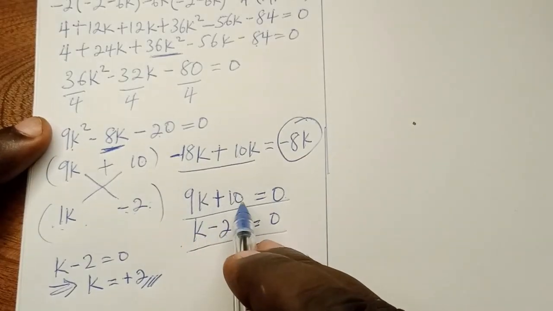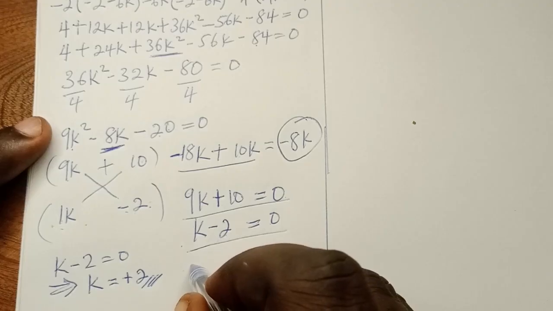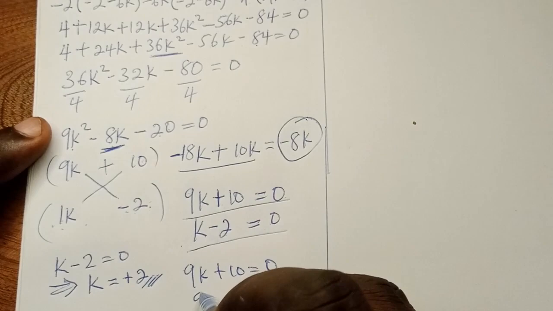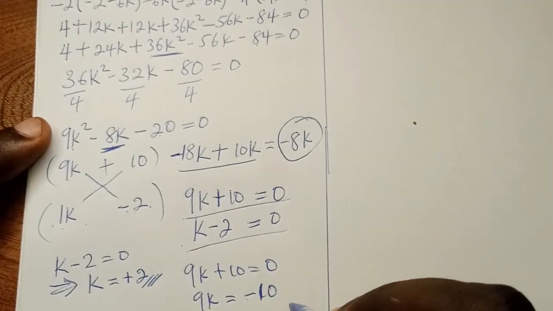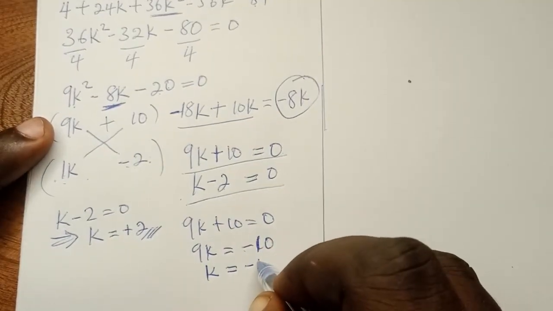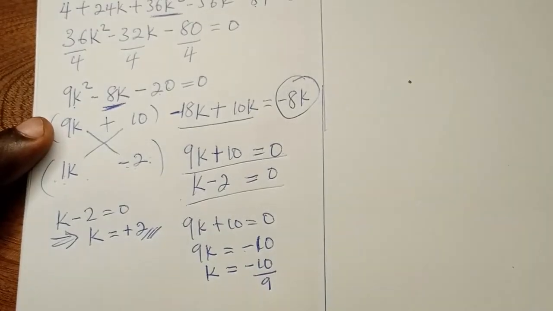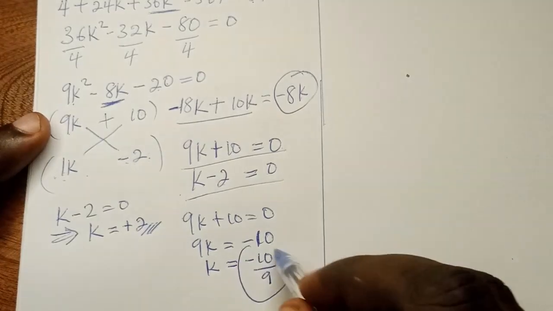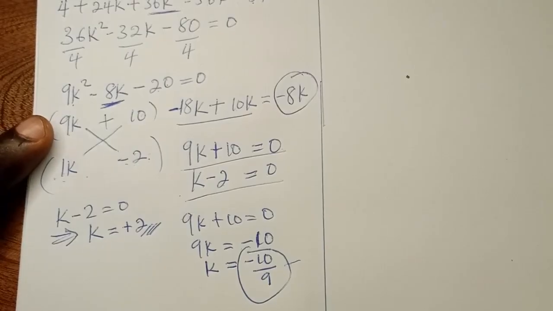Now let's look at this. When 9k plus 10 is equal to 0, this will imply that 9k is equal to minus 10. If we carry the 10 there, then k will be equal to minus 10 over 9, which is going to give us a negative value, minus 10 over 9. As a fraction, we are going to have a small fraction. So those are the values of k.